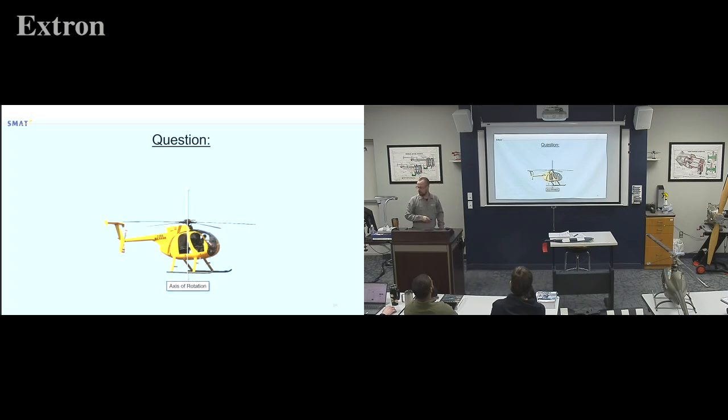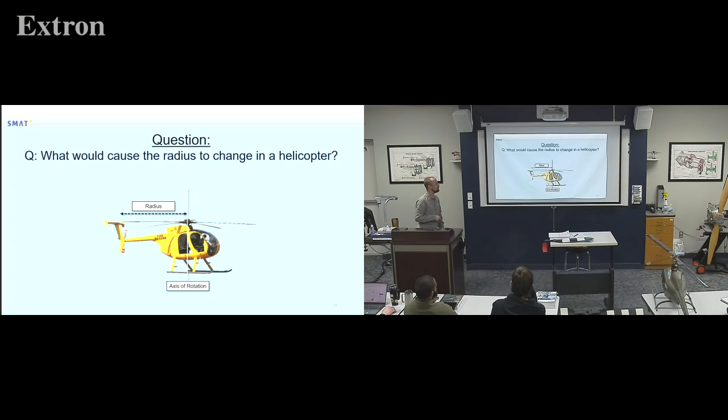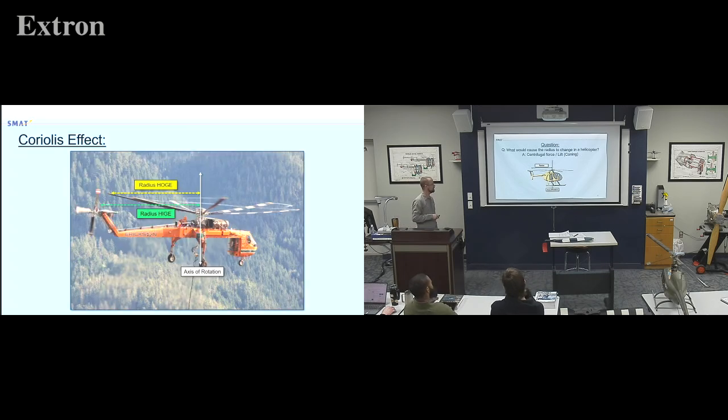What's the axis of rotation? Axis of rotation up through the middle. We have a radius. What would cause the radius to change in a helicopter? Coning. Centrifugal force or lift causes coning, because as we lift, the blades begin to lift up, giving us a cone effect.